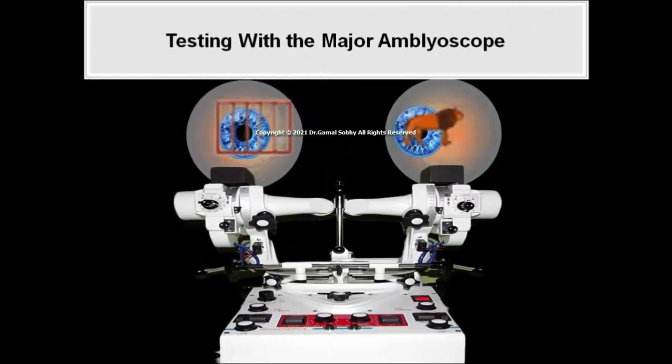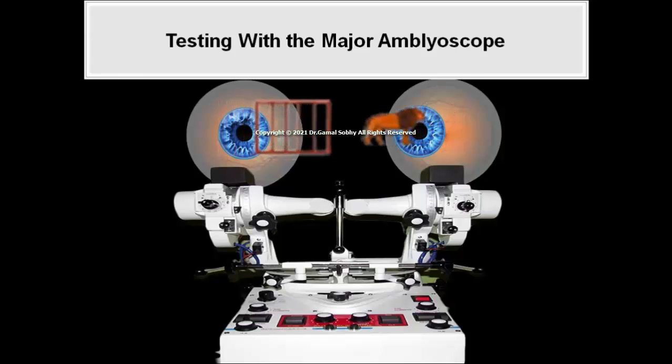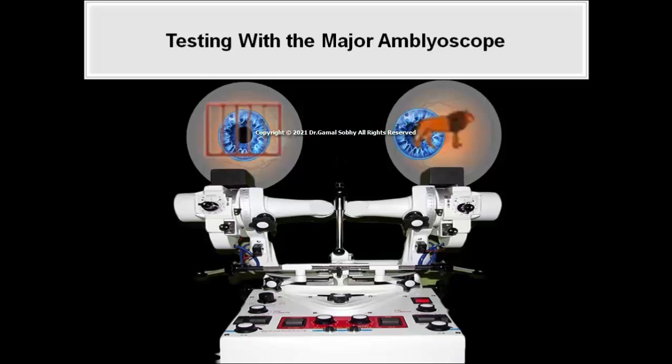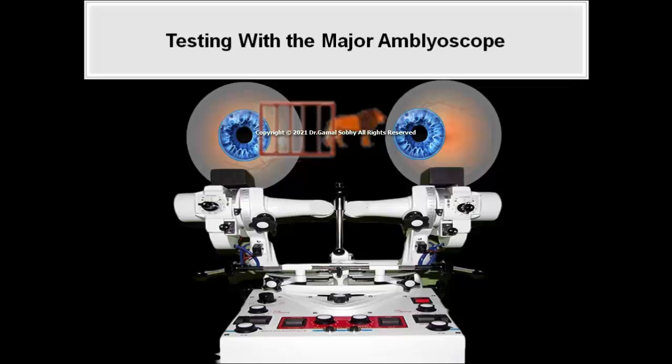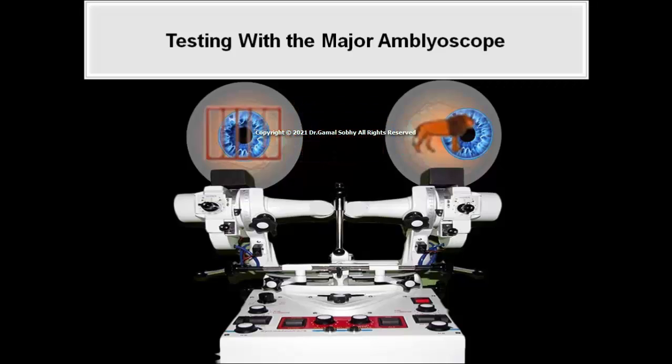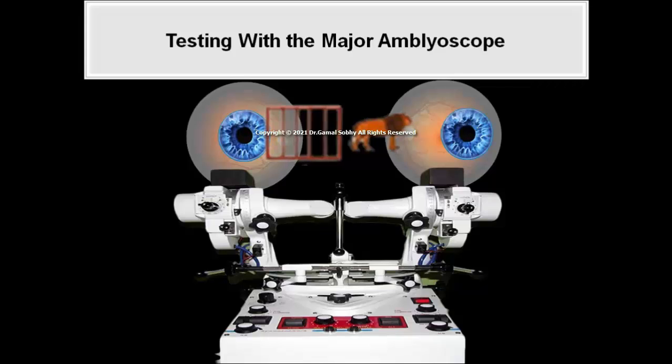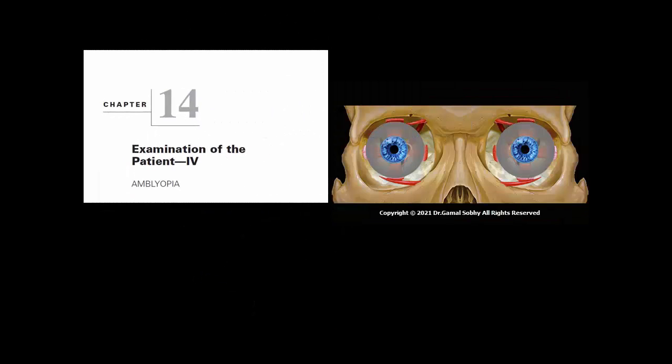Testing with the major amblyoscope. If normal correspondence exists, the images of two dissimilar targets appear to be superimposed. In the presence of anomalous retinal correspondence and if the patient is esotropic, there will be crossed diplopia. If the patient is exotropic, uncrossed diplopia will occur.